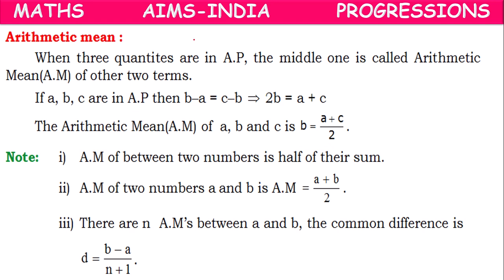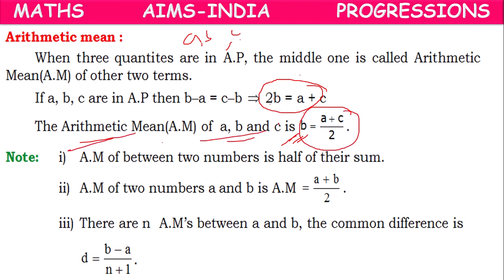So if we have three terms A, B, C such that 2B equals A plus C, then this B is called the arithmetic mean of that AP, which can be represented as, if this 2 comes to this side, A plus C by 2. So the arithmetic mean of these three terms A, B, C is B equals A plus C by 2.